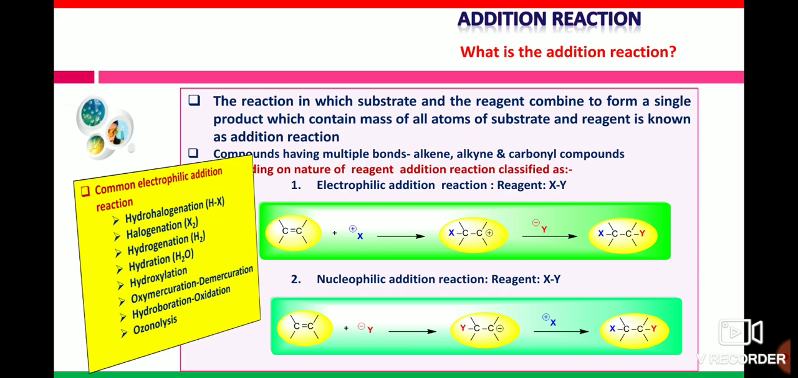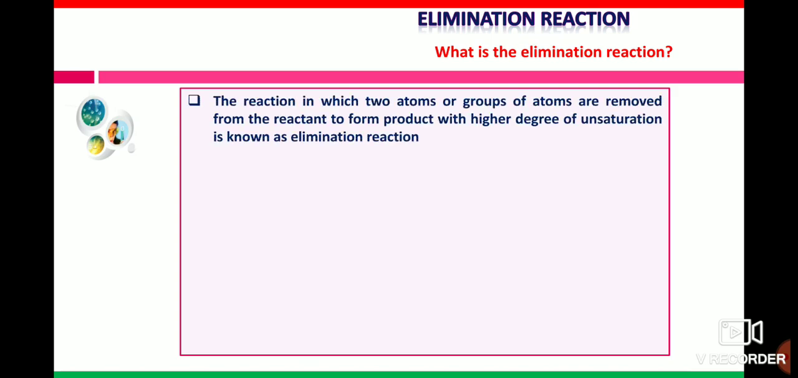All these reactions we have discussed in detail in the chapter on addition reaction of carbon-carbon double bond and carbon-carbon triple bond. The third type of organic reaction is elimination reaction. What is elimination reaction? The reaction in which two atoms or groups of atoms are removed from the reactant to form the product with higher degree of unsaturation is known as elimination reaction.